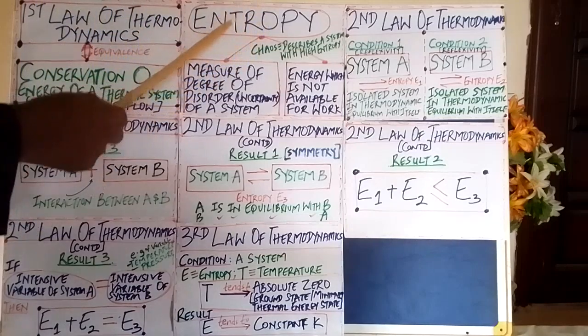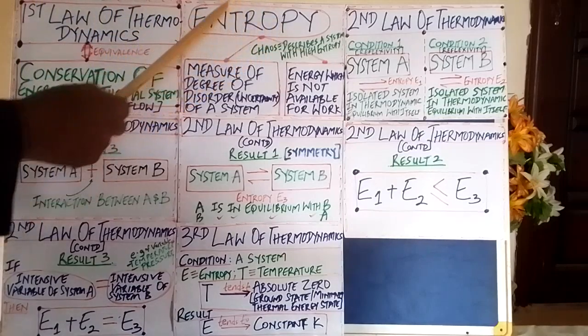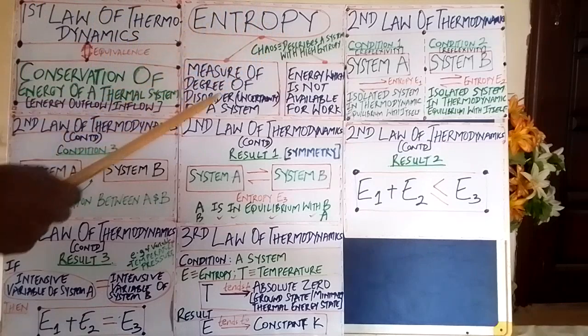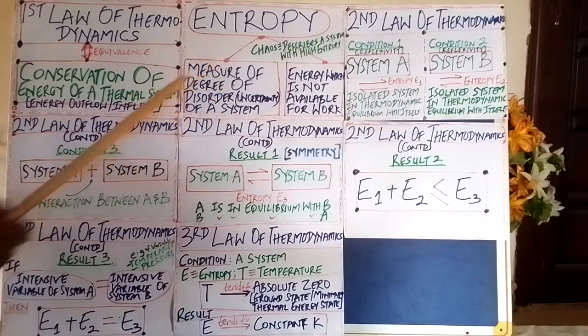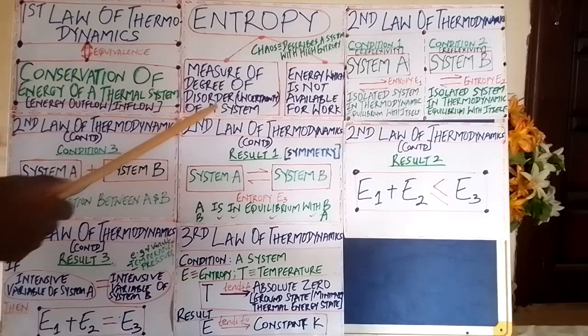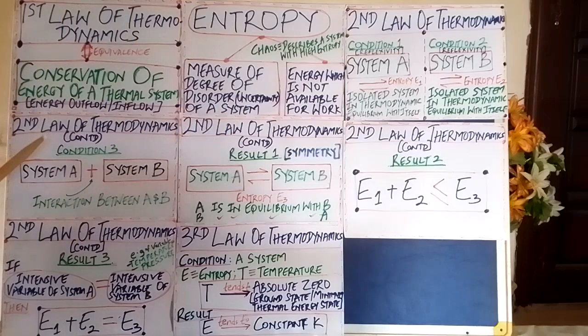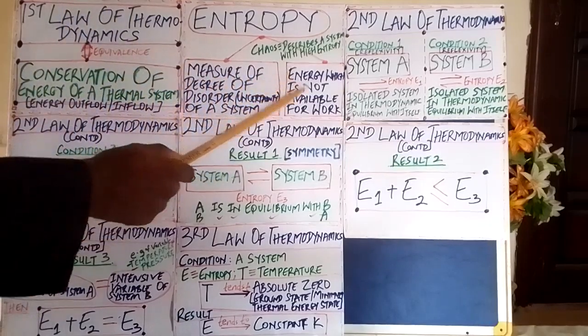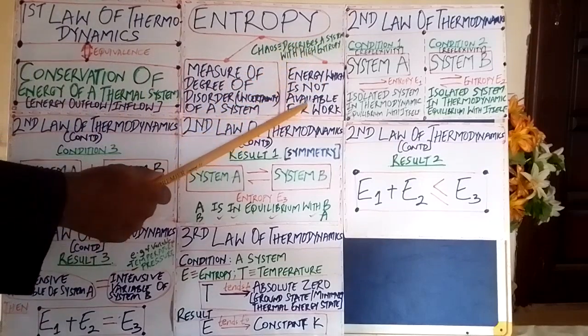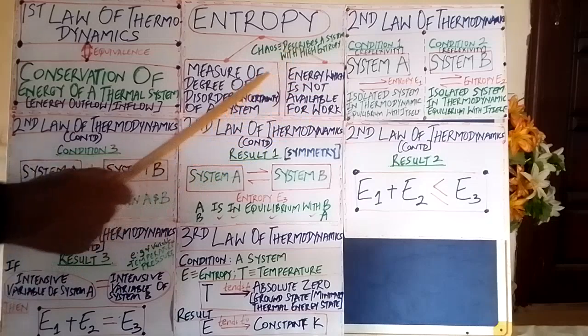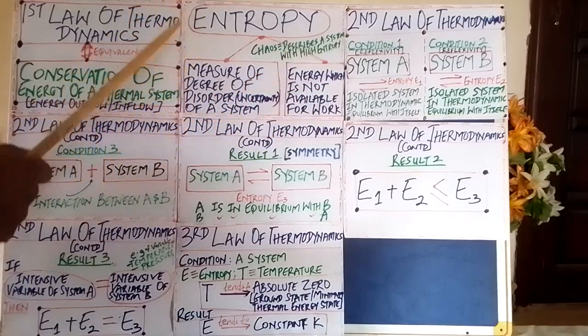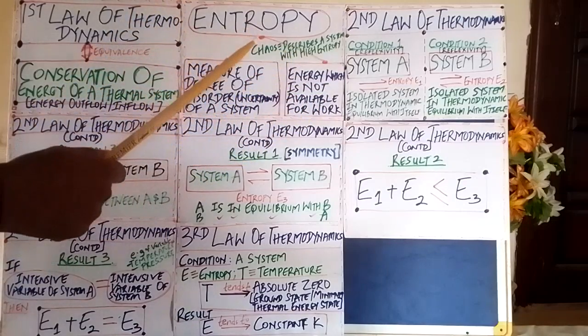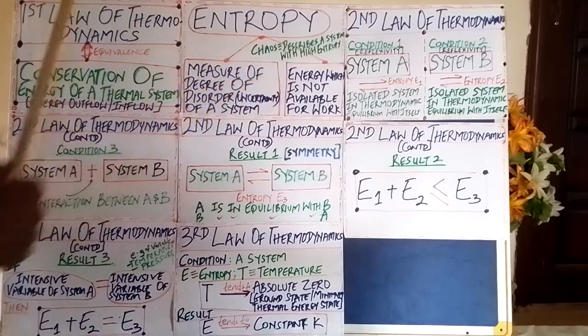So the concept of entropy measures the degree of disorderliness or uncertainty of a given thermodynamic system. Indirectly, it is the energy which is not available for work. So that is entropy, because we are going to use the concept of entropy subsequently.